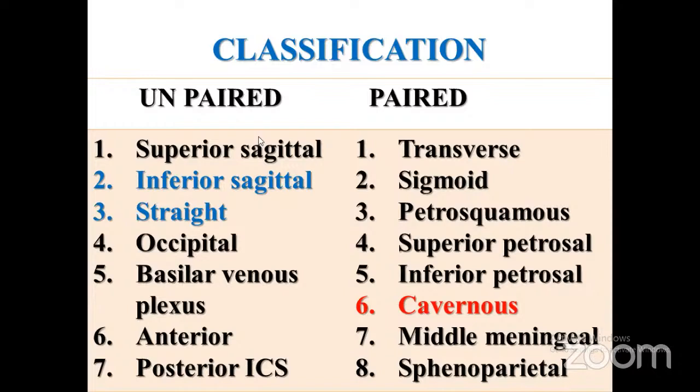And there are paired dural venous sinuses which are mostly running along the bony part, extending from the internal occipital protuberance. There will be transverse sinus, sigmoid sinus in the sigmoid sulcus, which is in the posterior part of the petrous bone. Then there is petrosquamous sinus, superior and inferior petrosal sinus along the respective borders of the petrous bone, cavernous sinus in the middle cranial fossa on either side of the body of sphenoid, middle meningeal sinus in the floor of the middle cranial fossa in the lateral part, sphenoparietal sinus at the junction between anterior and middle cranial fossa. We'll see them again.